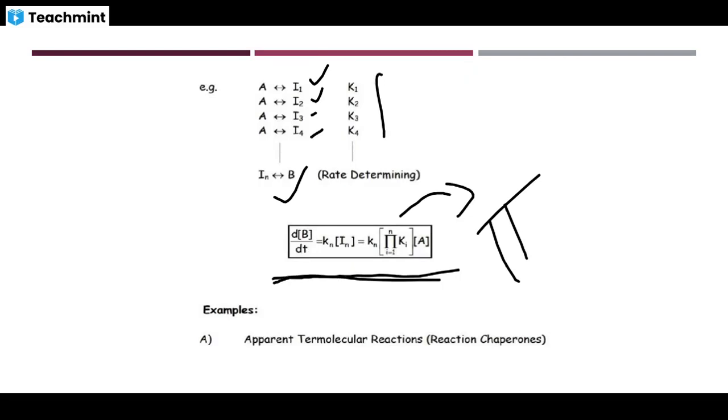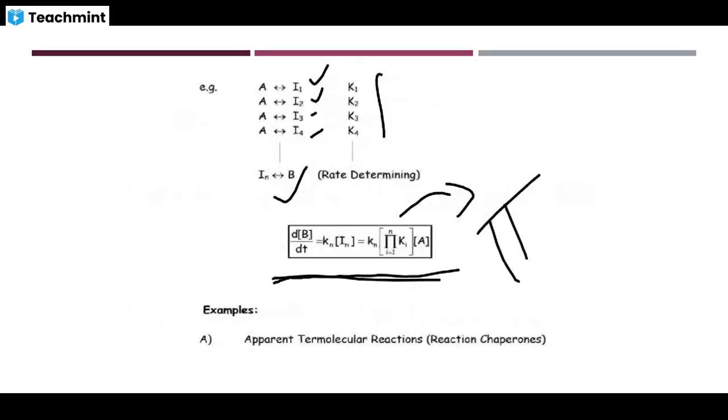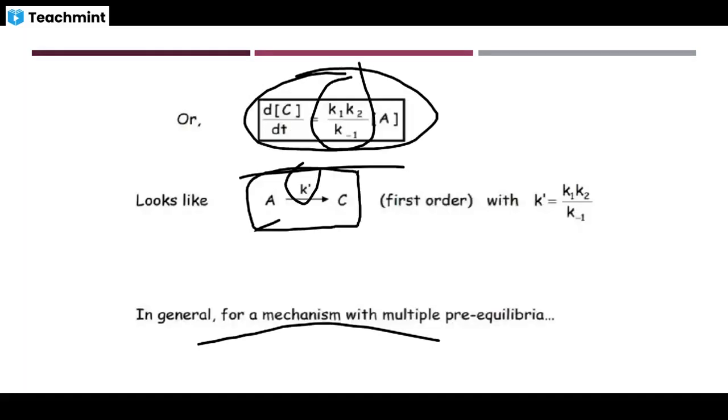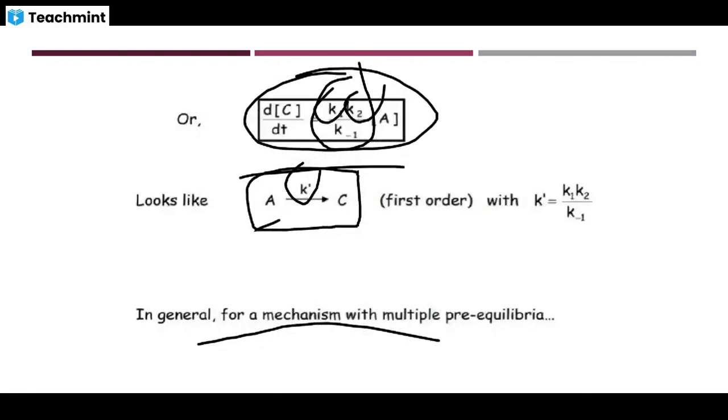Example: apparent intermolecular reaction. You don't need to memorize another formula; it is the same formula you see here. Kn is nothing but the final step, here Kn is nothing but K2, and K1 is the previous reaction, K1.